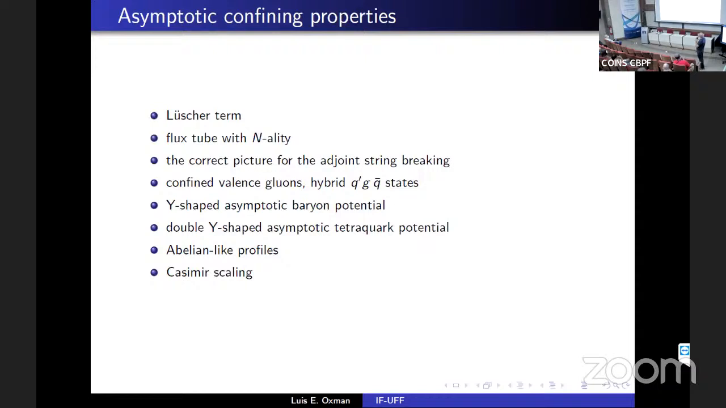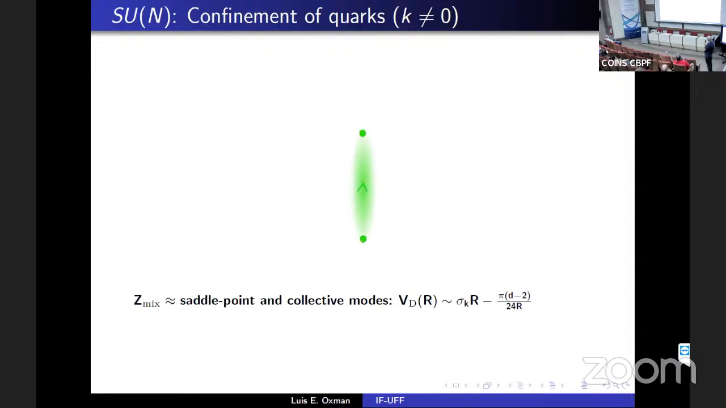With these models, you can explain these different properties. For example, because you have a complete breaking from SUN to the center, at the end there are no Goldstone modes left, and you can compute many quantities, with a subtle point. When you consider, for example, a pair of quarks, you get a flux tube, which is in the fundamental representation, the fundamental flux between fundamental quarks. And of course, you will get also a Lüscher term. This Lüscher term is there because you have a real object, a real flux tube, which goes from the quark to the antiquark.